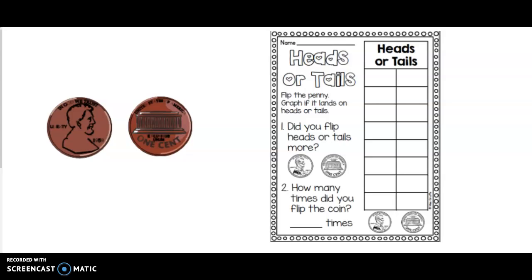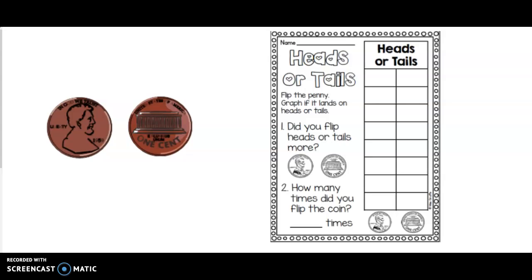Hey guys, I just wanted to give a quick direction on how to do today's work. So we have been working on tally charts and bar graphs. Today we're going to do a little activity that really shouldn't take too long at all. It's called heads or tails. And what you need for this activity is a coin.